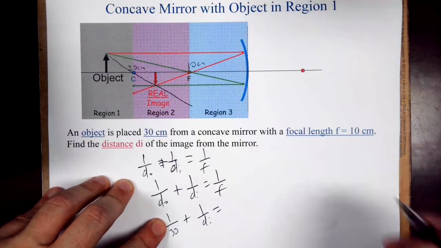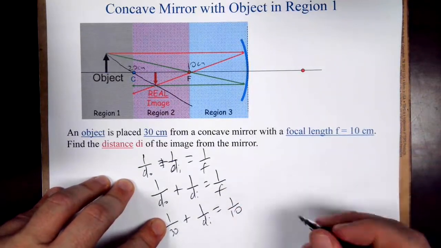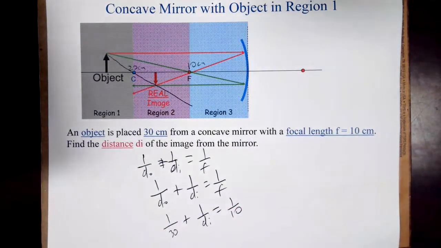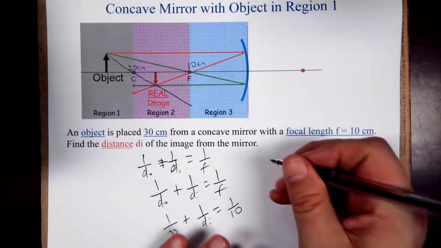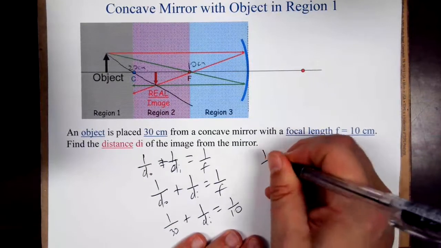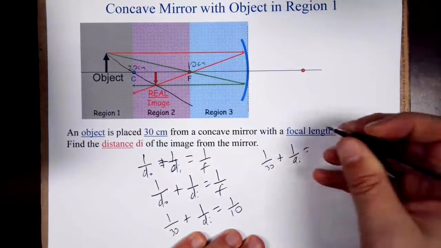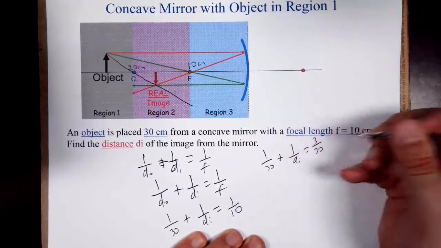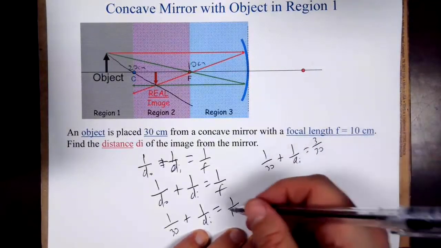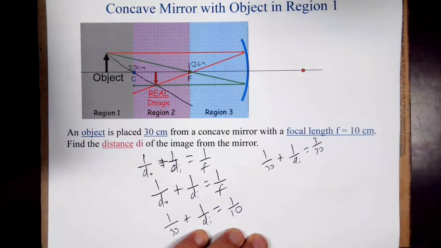Distance is what we're trying to find. Focal length is 10 centimeters. So that means if we're going to do the algebra here, this becomes 1 over 30 plus 1 over di is equal to 3 over 30. So you kind of see what I'm doing here. I multiplied both top and bottom by 3.